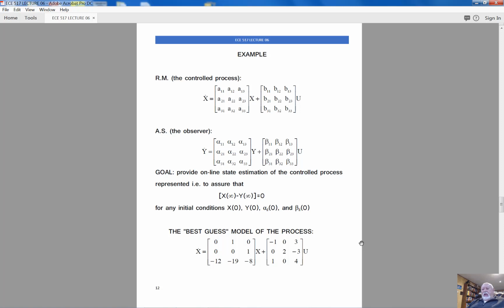Now, I want to emphasize that this is only the best guess model of the process. This is the model that does not describe the process very accurately. Why do we need this model at all? Because we will be implementing this in the simulation. And in the simulation, I need some kind of reference model that would provide me the information, the state vector I have to pick up somewhere.